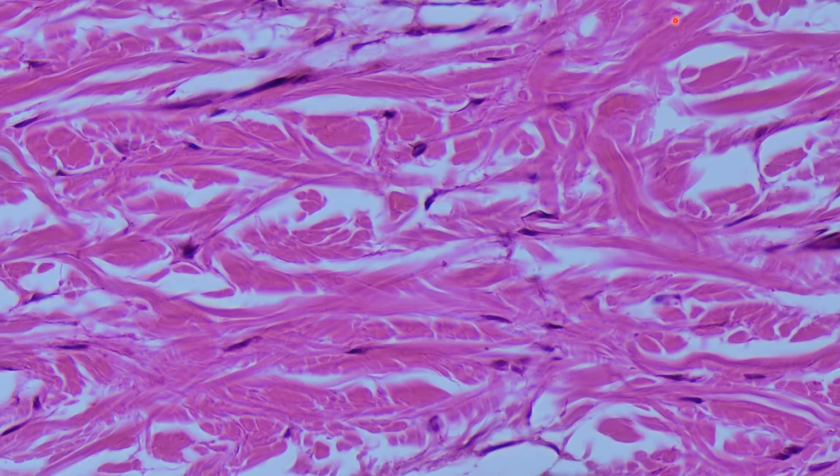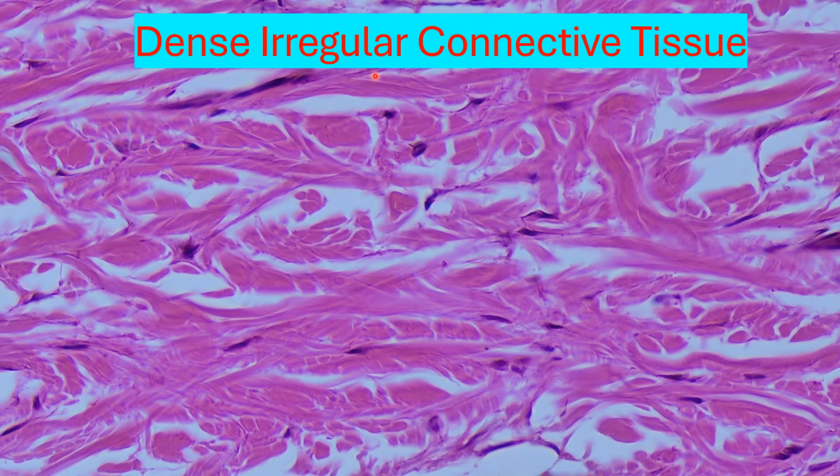So we primarily have an extracellular matrix with these dense staining nuclei. Those are going to be our fibroblasts. These pink bundles are in cross-section, longitudinal, they're oriented obliquely. There's really no rhyme or reason to their pattern. Therefore, we have dense, irregular connective tissue.